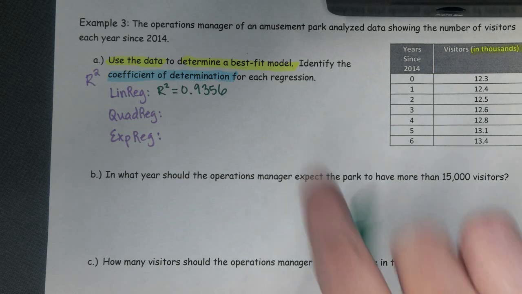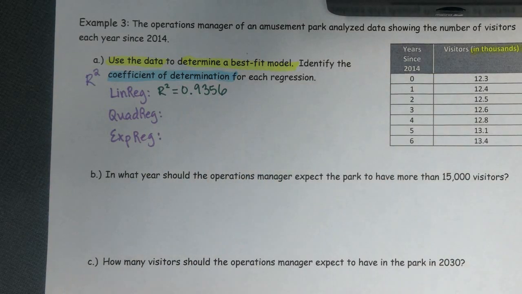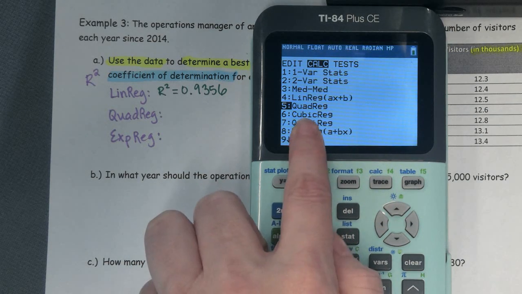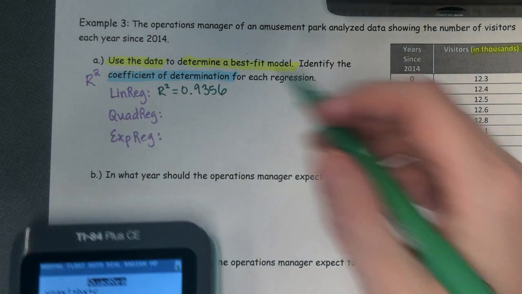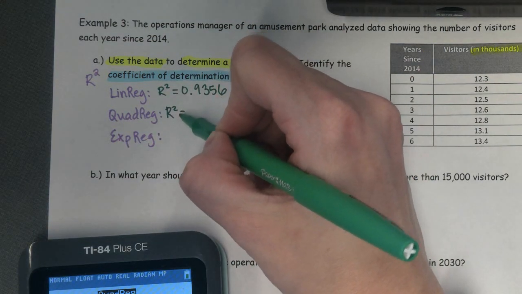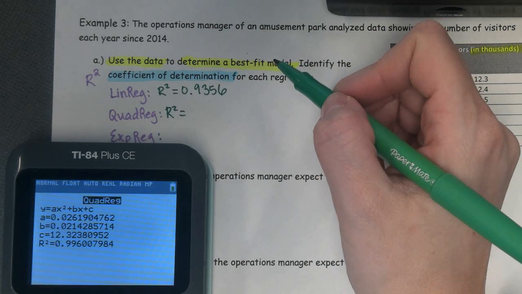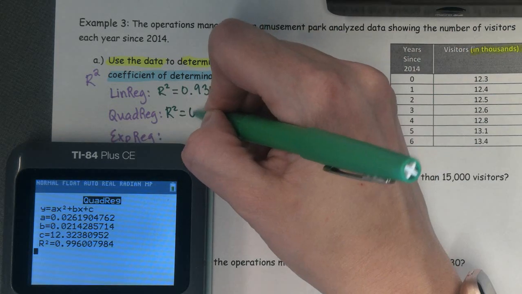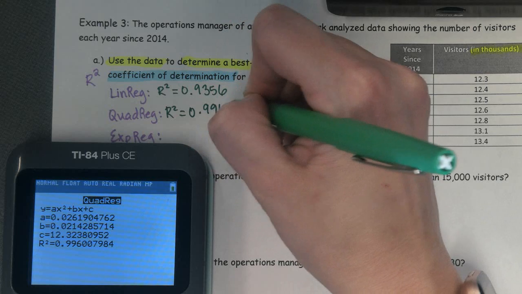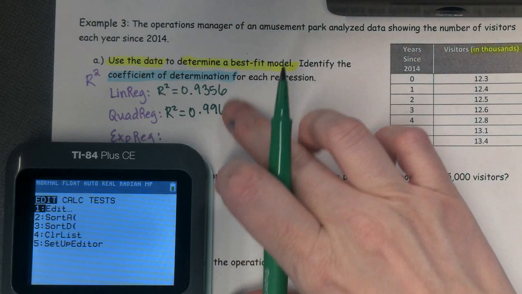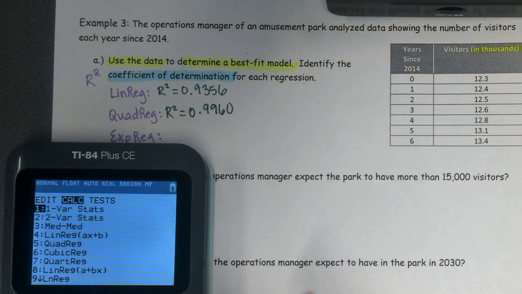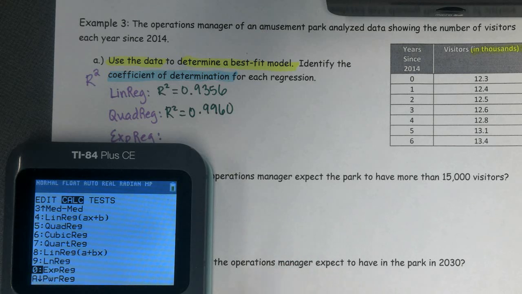Okay, and then this was our r squared, so now we're going to do the quadratic. So quadratic is 5, right underneath here, okay? So your r squared is 0.9960. And really, like I said, you can go to the thousands place. It's just sometimes you might have to look a little further because they may be very close together.